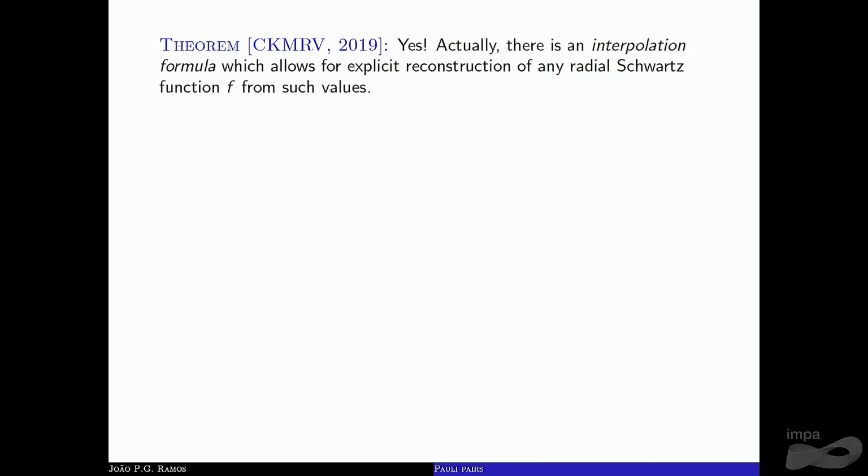And this is a great result by this same team of collaborators that I said, Kohn, Kumar, Miller, Radchenko, and Viazovska, where they actually showed that, well, even an interpolation formula exists as long as that sequence is nice enough. And you can recover any radial Schwartz function in dimensions 8 and 24 from those values. This is an amazing result.